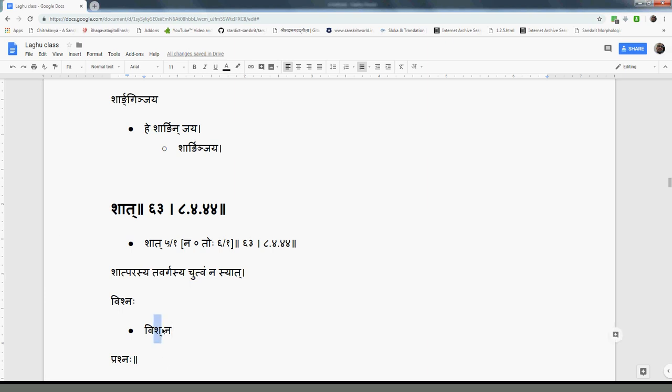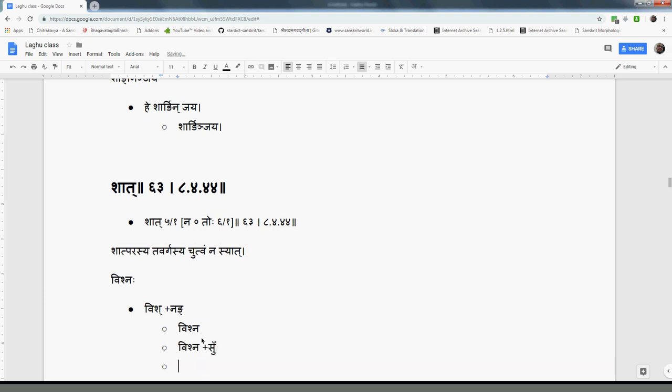The shakara, shatparasi, shakara uttarasya kasya, tavargasya, tavargantargatasya, nakarasya. This nakara, which is part of tavarga, will not take chakara adesha. So it will not become nyakara. Earlier, the way it became nyakara in Sharanginjaya, this nakara will not take chutvam. So it will remain na. So vish plus na, this nang pratyaya, will become vish na. And then you add su, you will get Vishna.